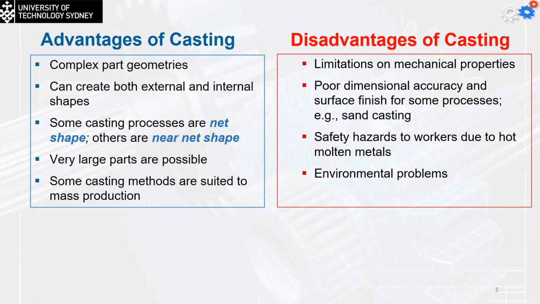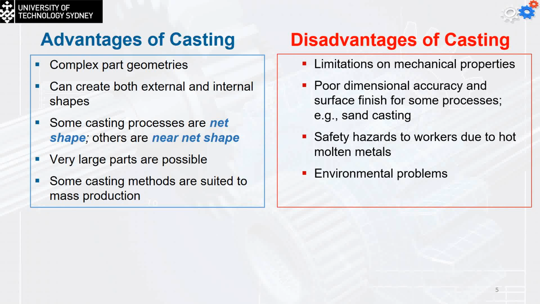Poor dimensional accuracy and surface finishing in some processes, especially sand casting. Regarding dimensional accuracy, we're going to melt the metal, so expansion will happen. I'm going to put it inside the mold cavity and it starts to shrink, so it's going to be slightly smaller than the actual size I would like to have, or maybe bigger.